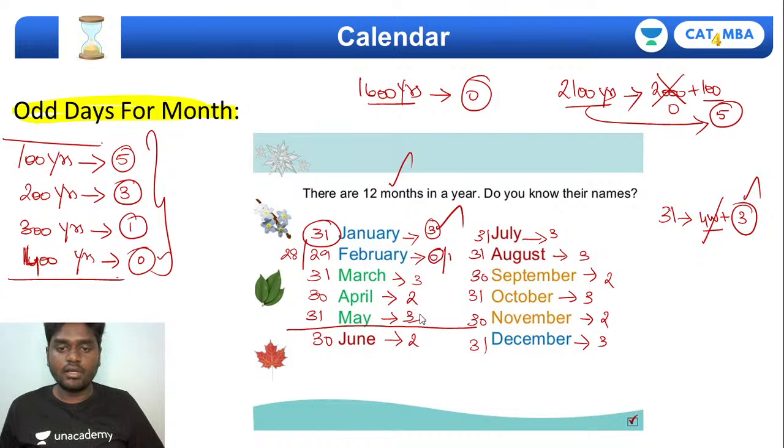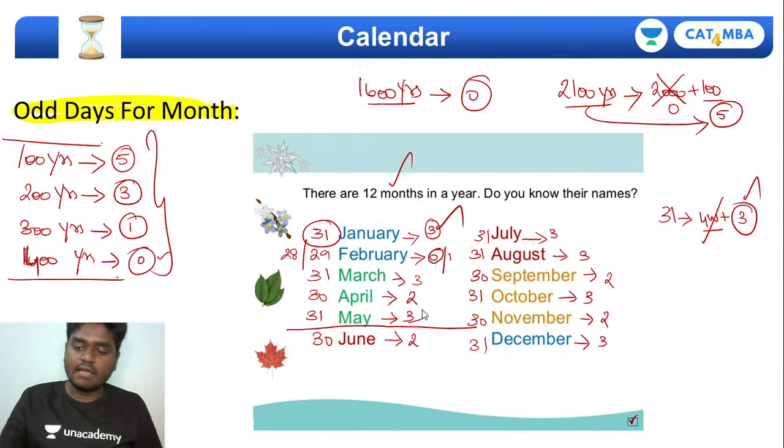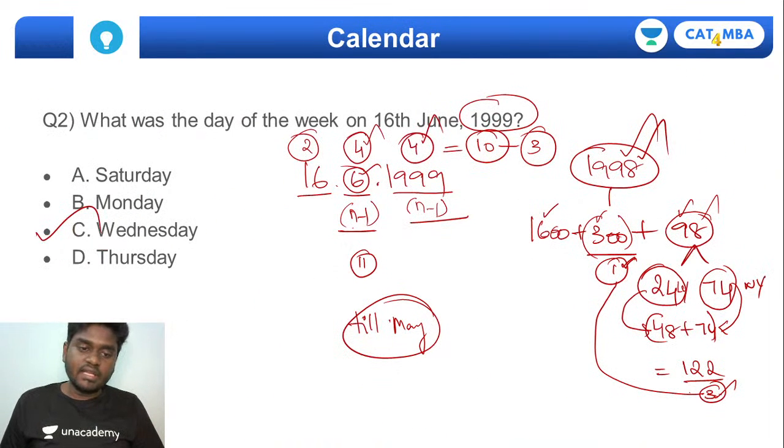No, you'll be getting 11 odd days. That is plus 3 plus 0 plus 3 plus 2 plus 3. You'll be getting 11 odd days. In spite of getting 11 odd days, it should not exceed more than 6. So what you need to do, again cut short this.